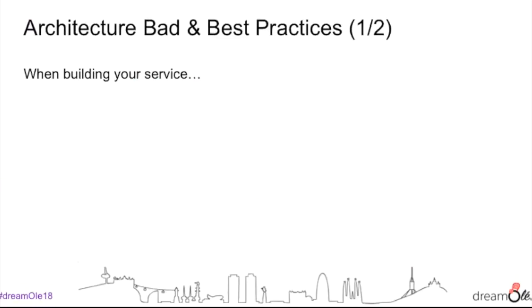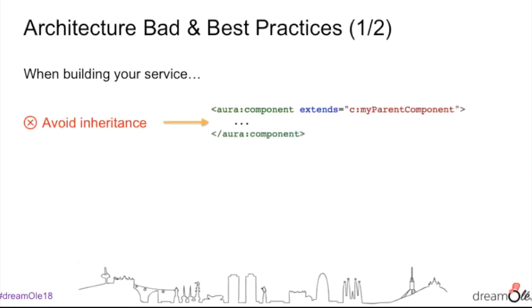Let's see now some general principles about how you can build your own service components. There are a few rules that you need to observe, things that will help you build the right service component. When you're building it, first, you want to avoid inheritance. You don't want to inherit a service component. So if this is the code of your calling component, you don't want to use inheritance.